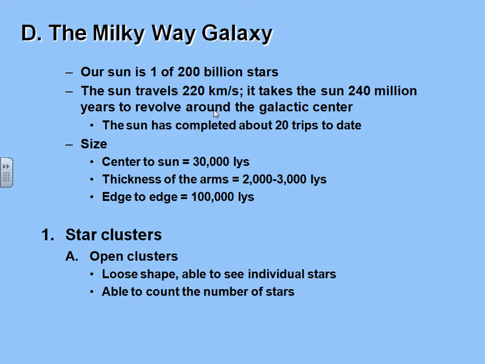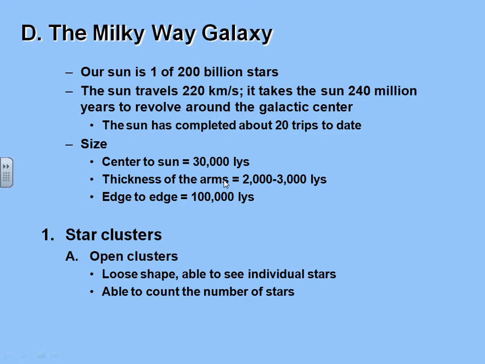Because again, we're spinning. So to date, we think that approximately 20 trips have been taken by our sun to go around the Milky Way because it's only so old. And so only about 20 trips. That's incredible, right? So from the center of the galaxy to the sun, we have about 30,000 light years. So it would take 30,000 light years for you to get from our sun to the center of the galaxy.